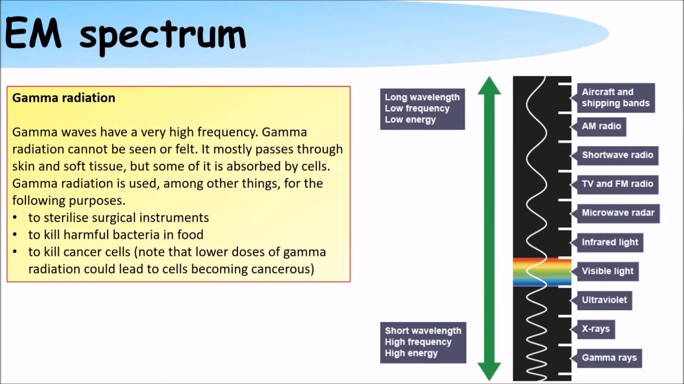Gamma waves have a high frequency. Gamma radiation cannot be seen or felt. It mostly passes through the skin and soft tissues, but some of it is absorbed. Gamma radiation can be used for a range of things, including to sterilize surgical instruments, to kill harmful bacteria in food, and to kill cancer cells.